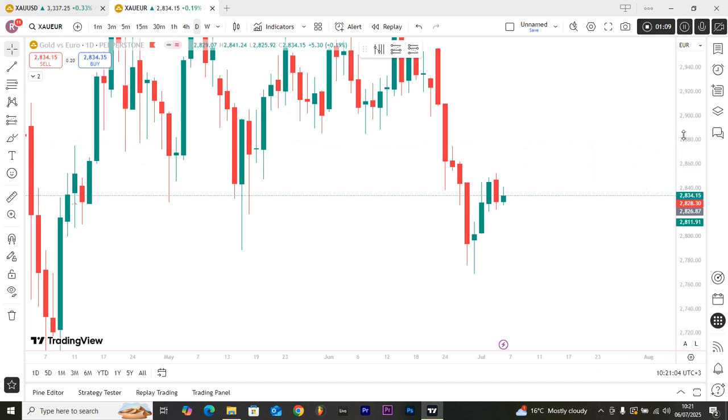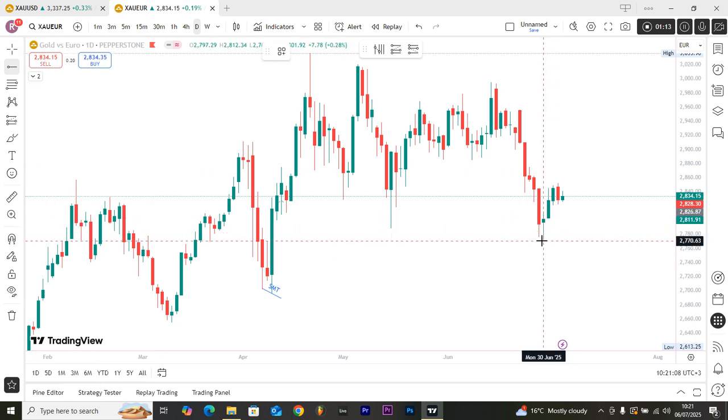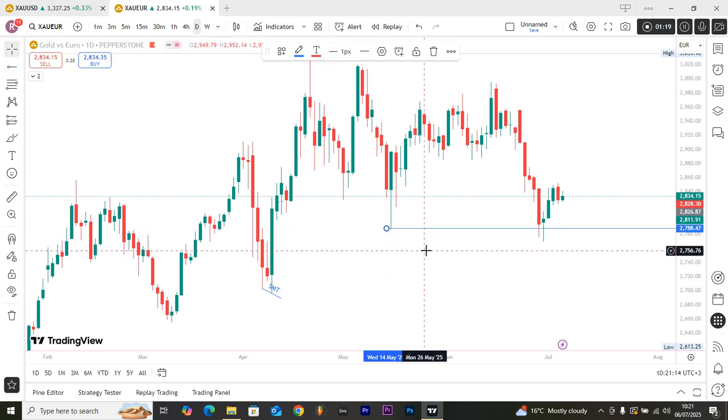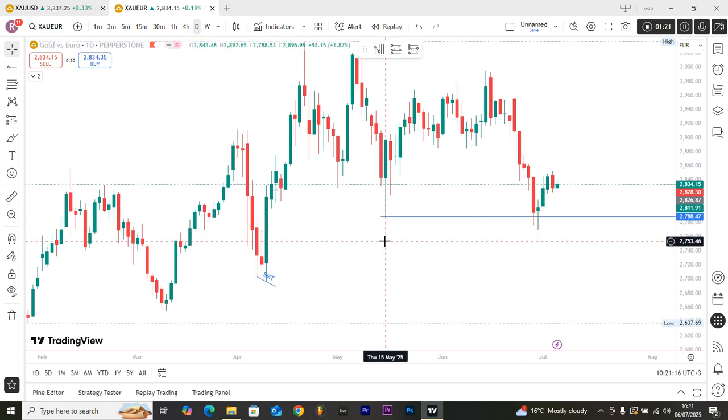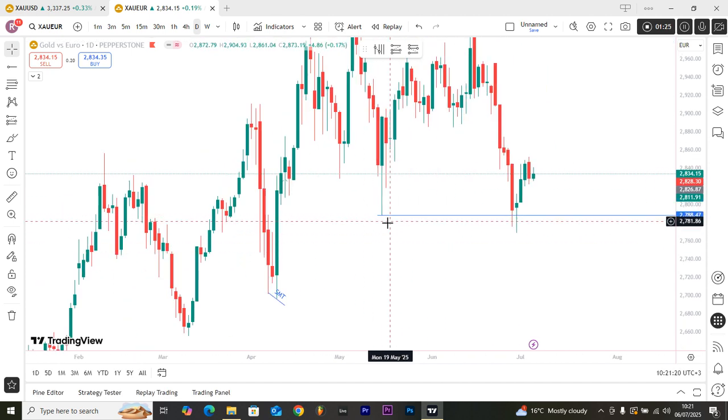So I want to take a look here. I want us to first of all start with why I bought gold from this Monday. That's last month, right? I want us to mark this low. This is the low we have here. And mark the dates. Remember, the dates are very important. We just don't mark the lows without having specific dates. So we have, for example, this was Thursday, 15th May 2025, right?